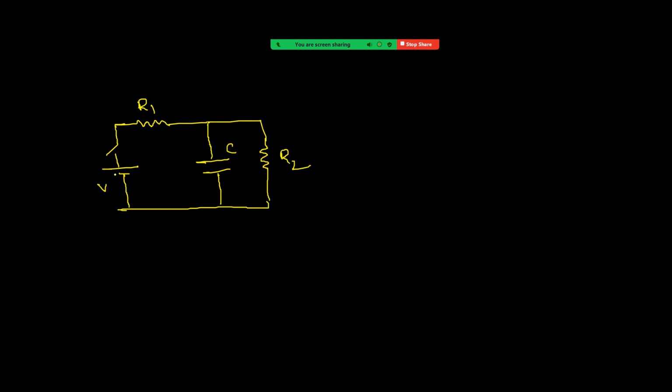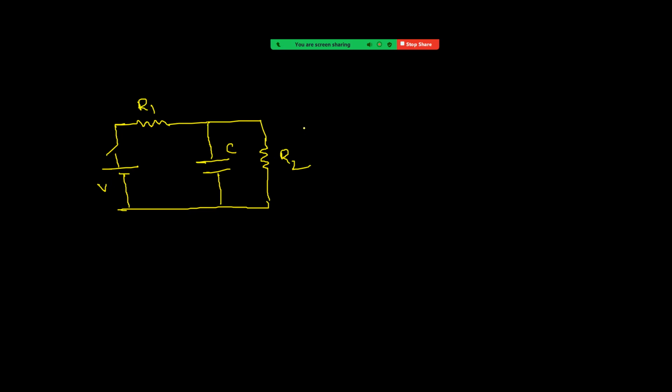So given R1, R2, and the capacitor. Across the capacitor, it is given R2. So R1, R2, this is now C. So there is a battery, it is V. So when the switch is closed, first we have to focus on what the time constant is.